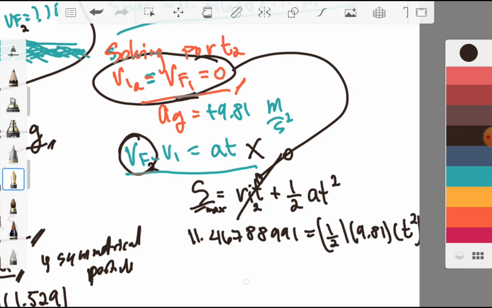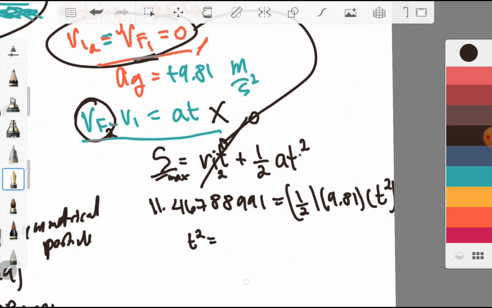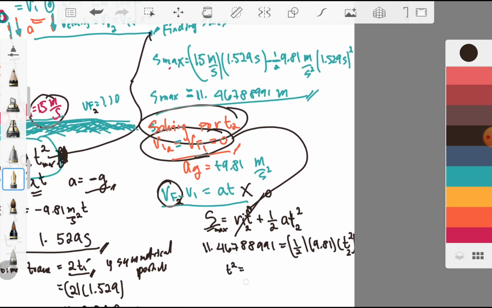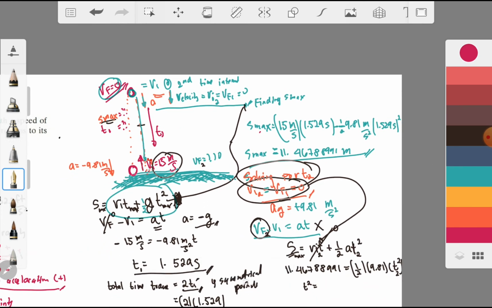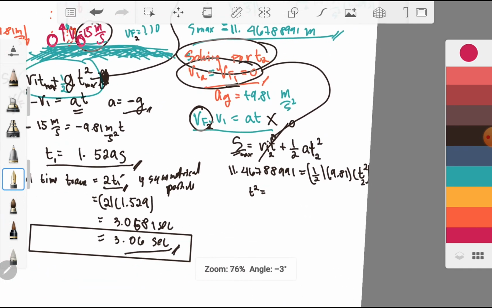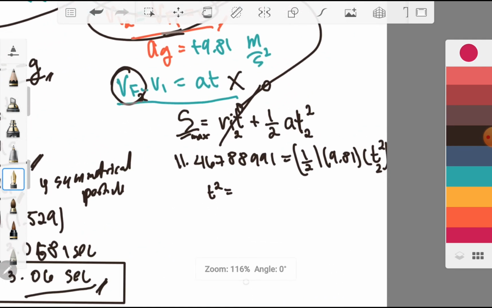So what will be our answer? Divided by 1/2 times 9.81. Your t squared will be equal to, take note that this t here will be your t2. This is at the second interval. Solving for t2, this is what we are solving. The time interval of the fall, t2. So how long will it take to fall back to the original position. So you will have a value equal to t2, which is 2.33799 second squared.